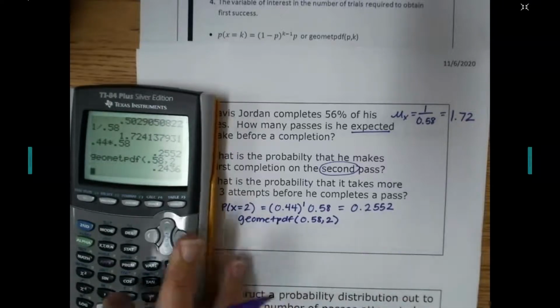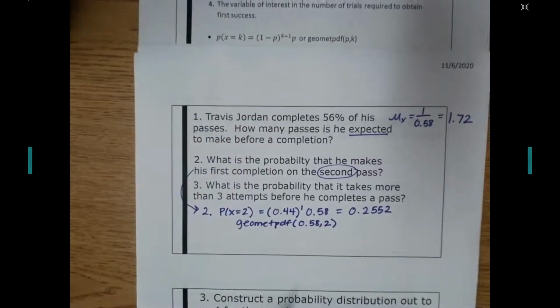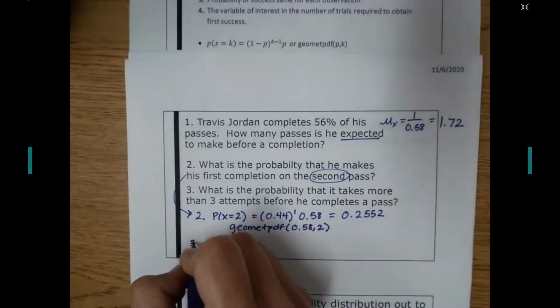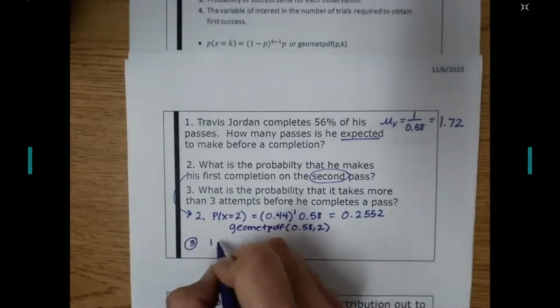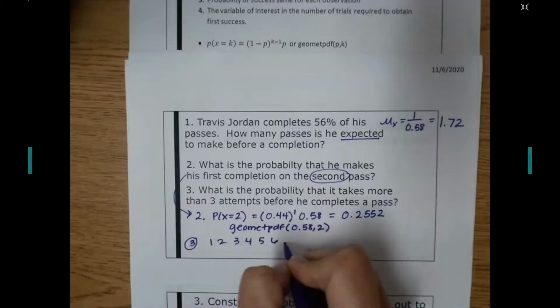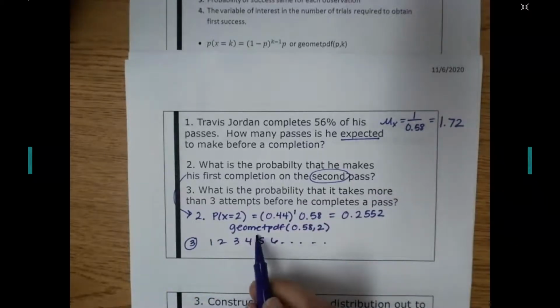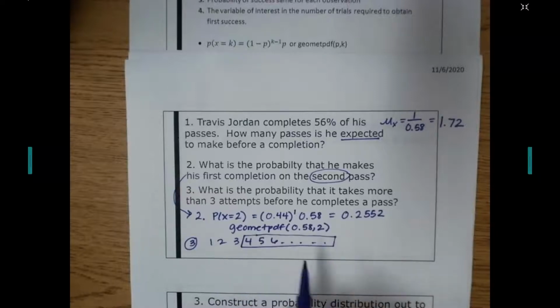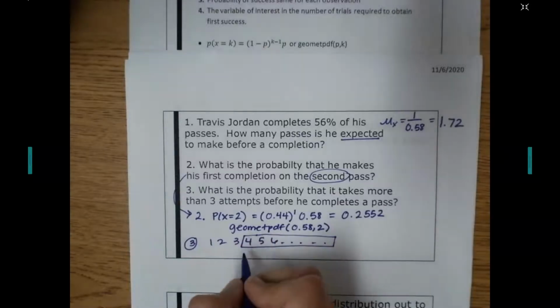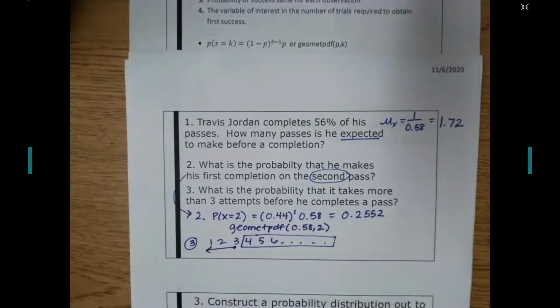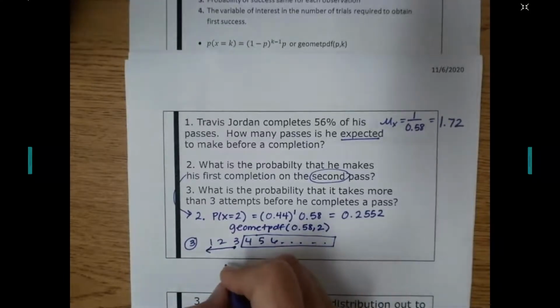Okay. Now, on number 3, it says, what's the probability it takes more than 3 attempts before he completes a pass? Okay, more than 3 attempts. So that means that it takes 4 or more, right? Now, while it's continuous, all of them should add up to approximately 1, right? So what I can do is the same idea I did back with binomial. What I don't want is 3 and back, right? So I can say 1 minus 3, 2, or 1.